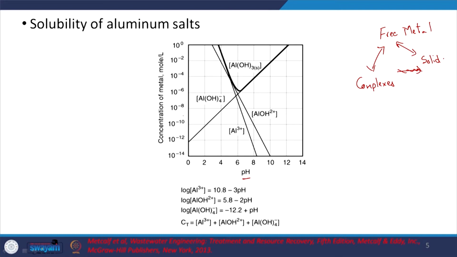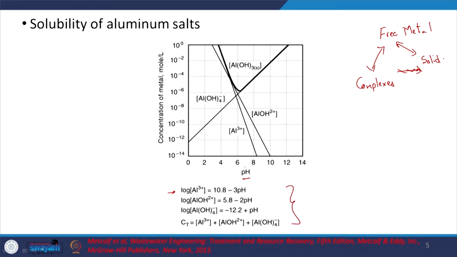Please note that the concentration of metal is pretty low and this seems to be a logarithmic scale, let us see, right. So, you can get the log C versus pH relevant lines, let us say for Al3+. If I do the relevant analysis, it is going to depend upon 10.8 minus 3 pH. Again, I will not go there, but you can see the relevant aspects.